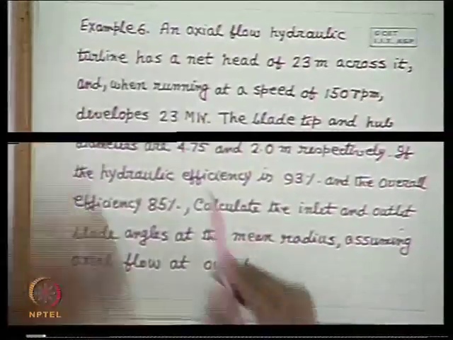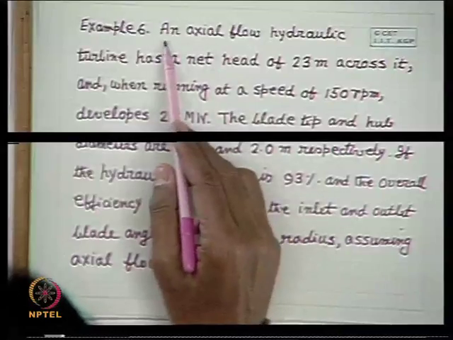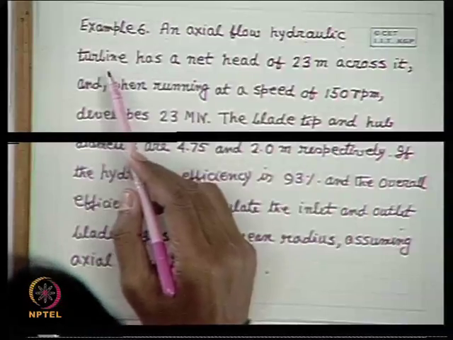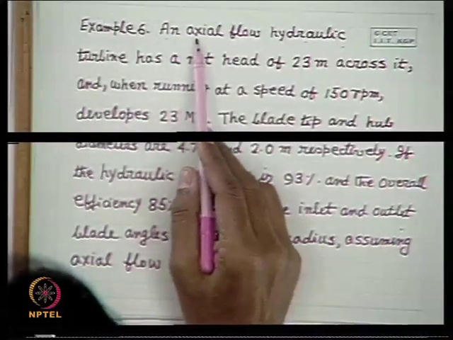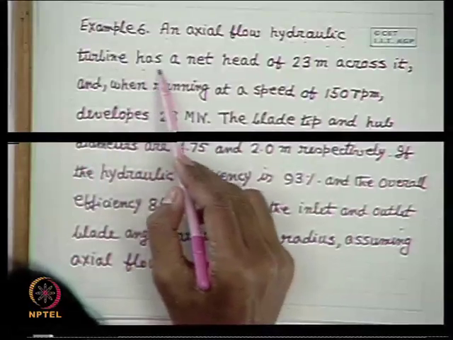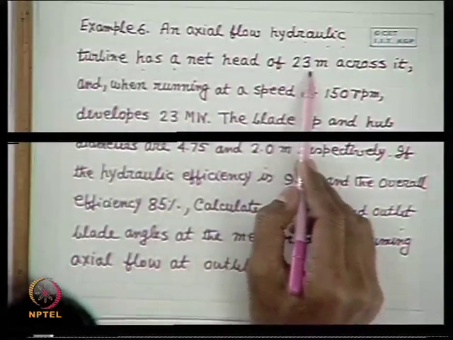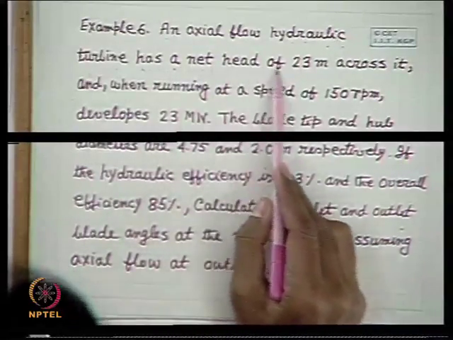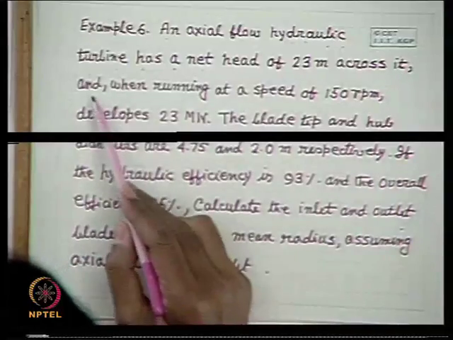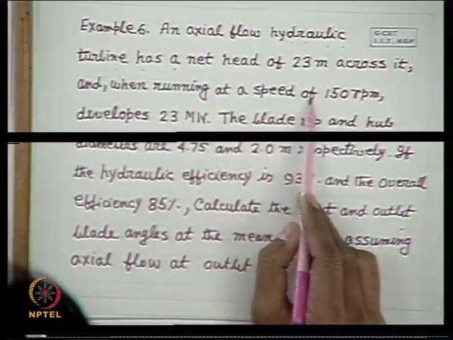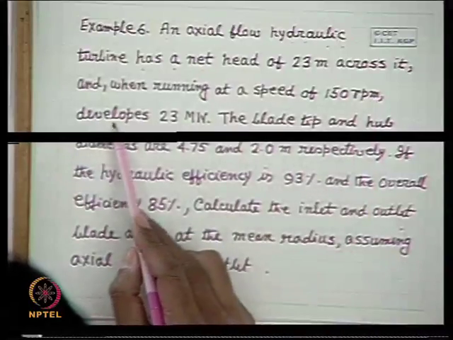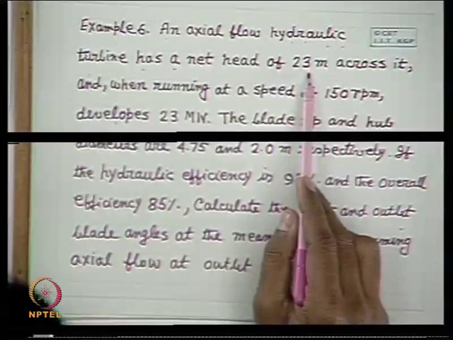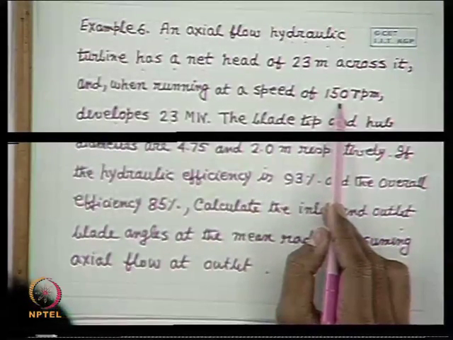You write another problem, this is the last one, axial flow hydraulic machine. Quick. You have to be a little fast in writing because time is short. An axial flow hydraulic turbine has a net head of 23 meter across it, and when running at a speed of 150 rpm develops 23 megawatt, that is the power developed.